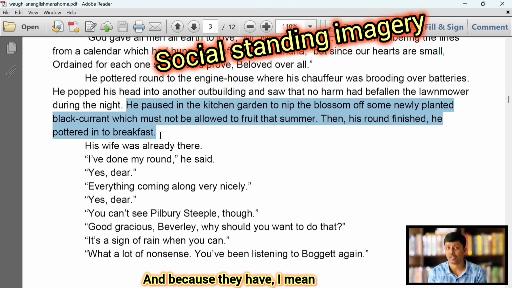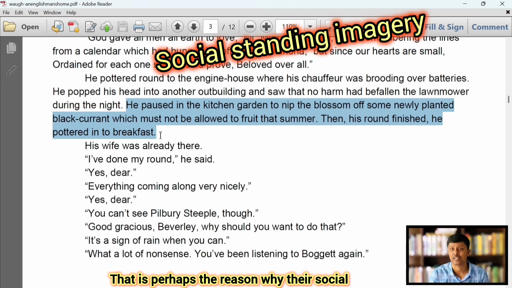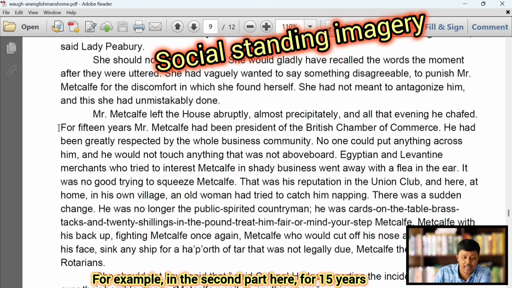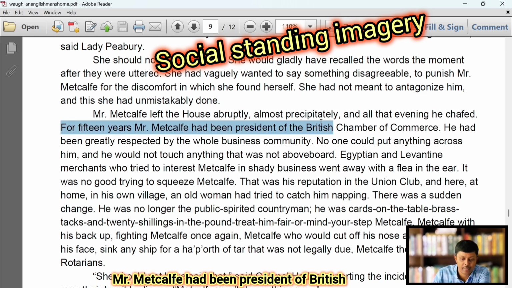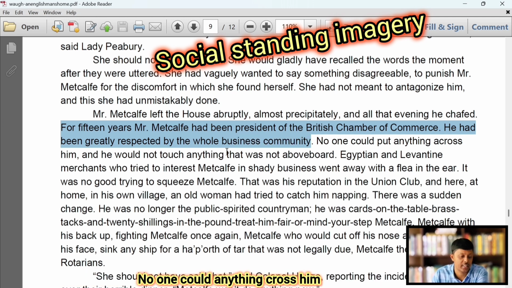And because Lady Peabury and Mr. Metcalfe have a quarrel among them, that is perhaps a reason why their social standing matters as an image. For example, in the second part here: for 15 years, Mr. Metcalfe had been president of the British Chamber of Commerce. He had been greatly respected by the whole business community. No one could cross him, and he would not touch anything that was not above board.